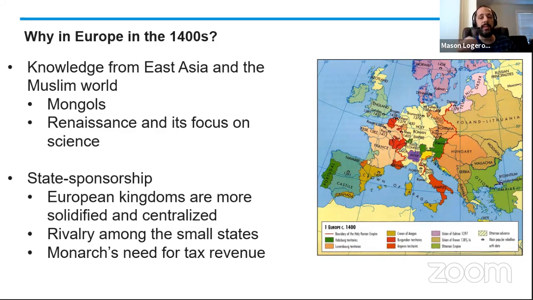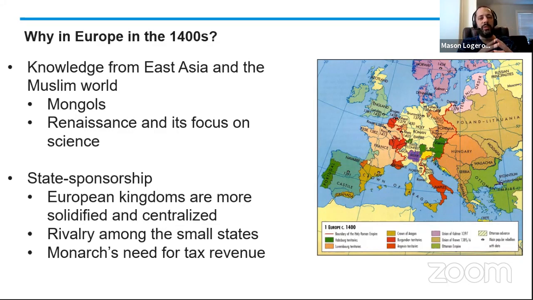So we start to see this desire for more long distance trade routes by Europeans. Also remember that most of these countries are fairly small geographically. None of them is as large or powerful as, say, the Ottoman Empire or the dynasties in China and East Asia. So again, there's a lot of rivalry between these smaller states.